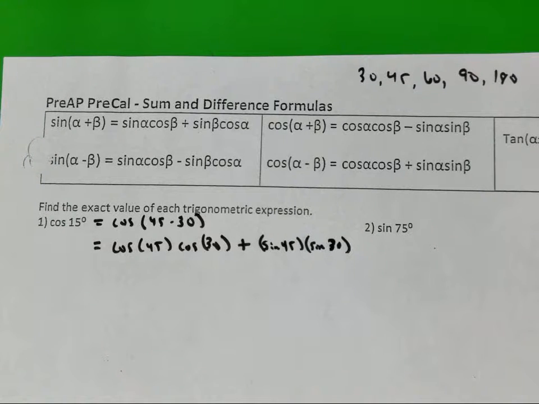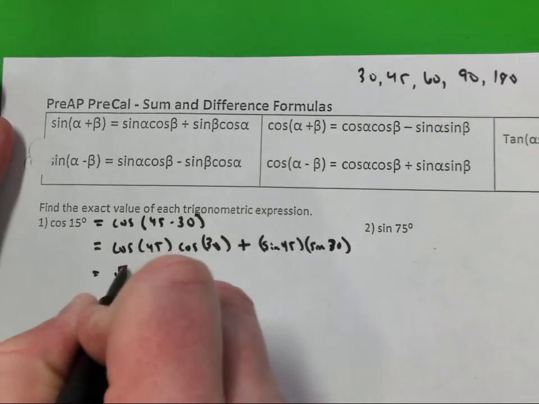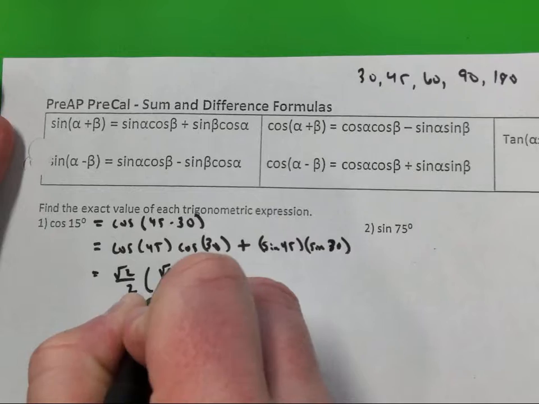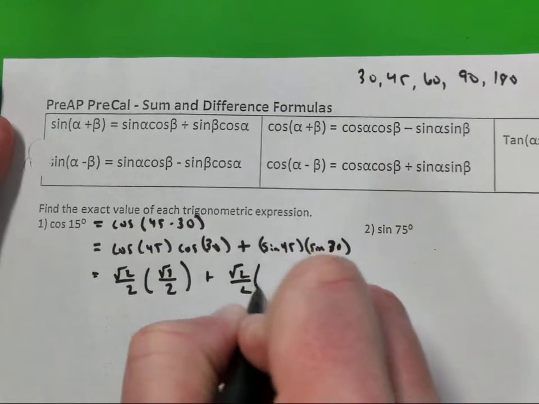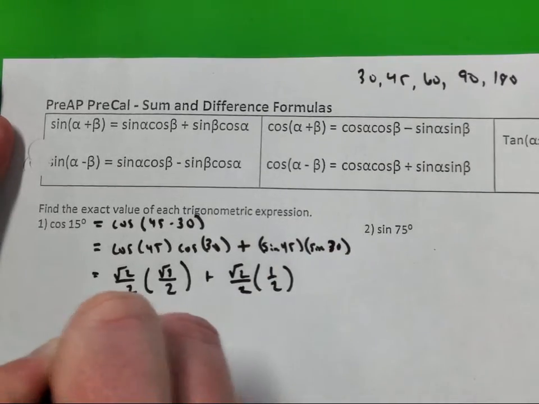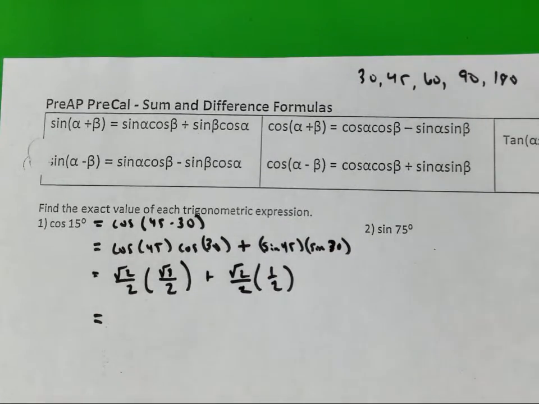Now, this is where your unit circle comes into play. You've got to know your unit circle. What's cosine of 45? Square root of 2 over 2. Cosine of 30. Square root of 3 over 2. Now, what is square root of 2 times square root of 3? Square root of what?